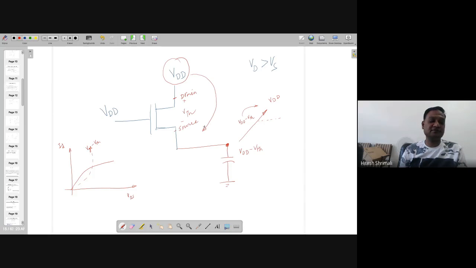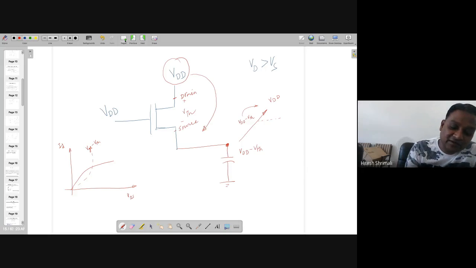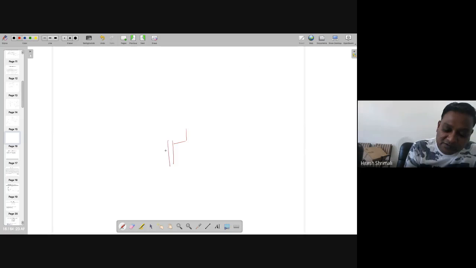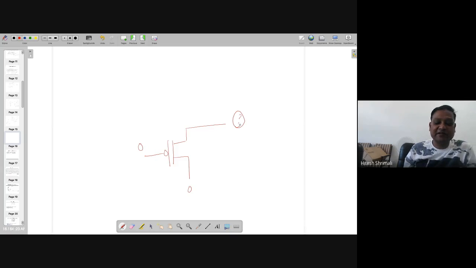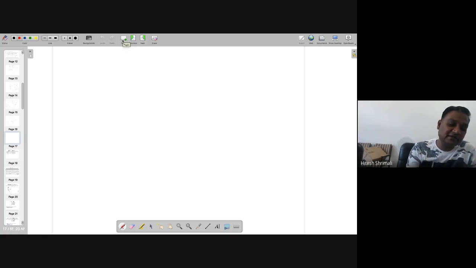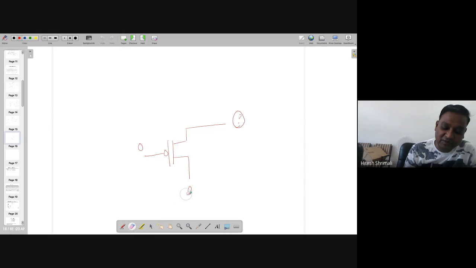VDD minus VTH. And similarly, if you try for PMOS, this is connected to 0, this is connected to 0. You can again think about it, what voltage you can get here. It will be VTH. Otherwise, if you're going below that, again this transistor will be off. So what I conclude from these two things, if I am connecting 0 over here, then it's creating a problem.